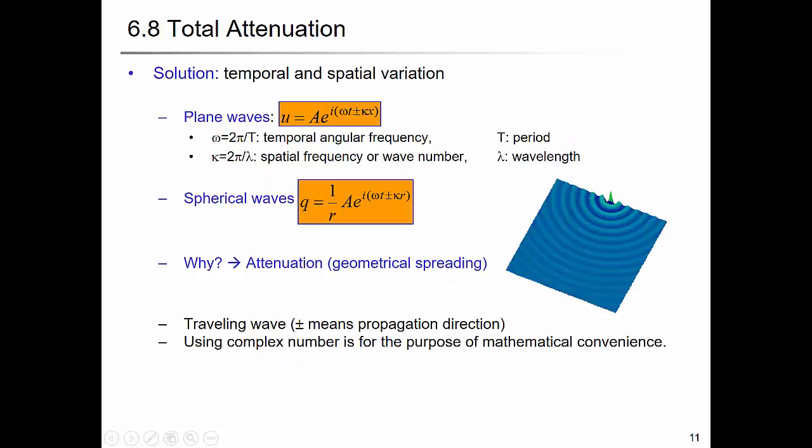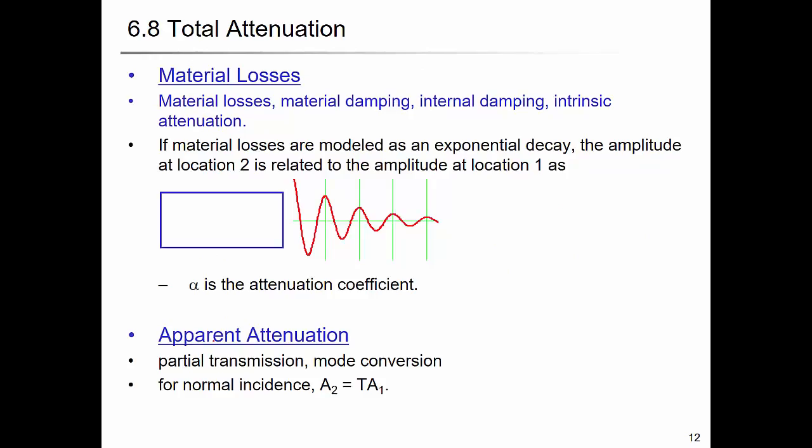And these are the solutions for the plane waves and spherical waves. I think we can skip this one; we have seen this one before. Material loss, material damping, internal damping, and intrinsic attenuation are all the same, and people use different parameters or terminology.